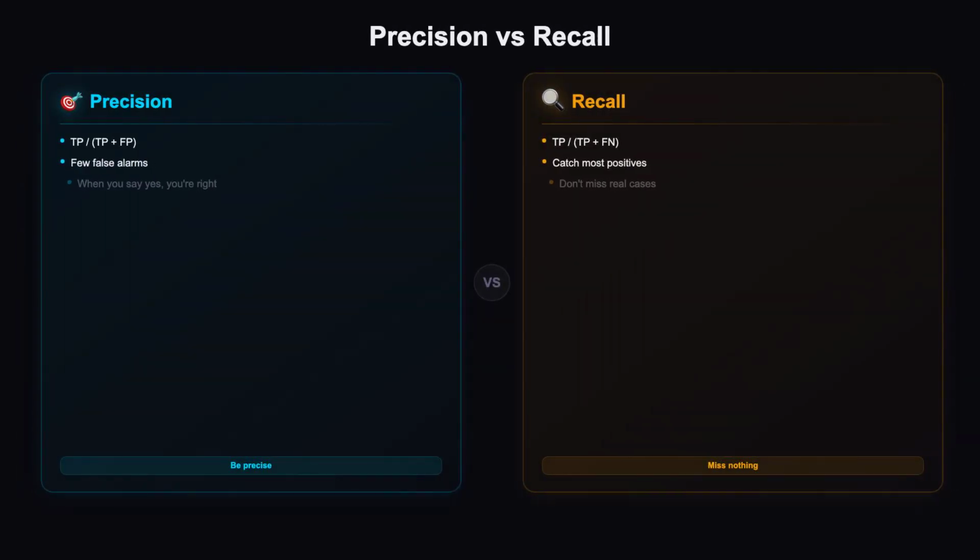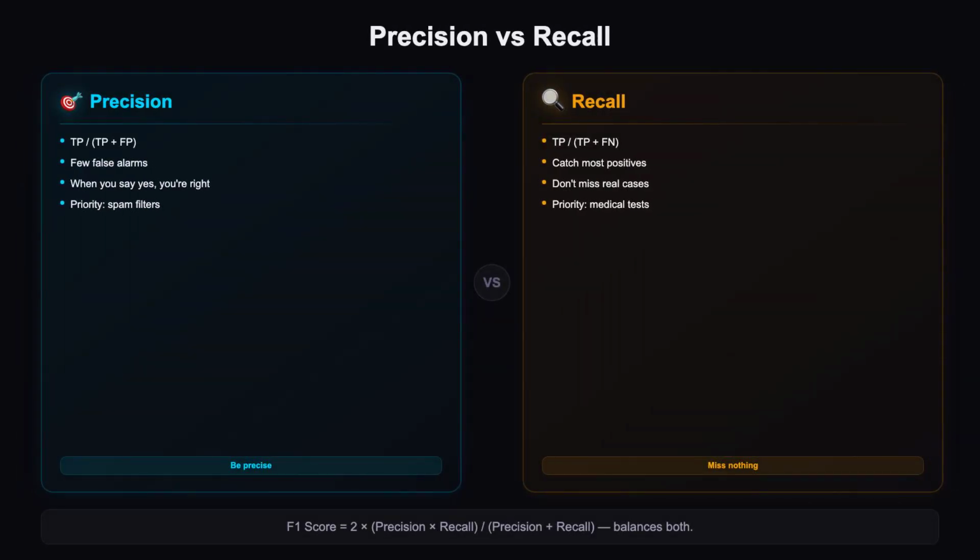Precision and recall are a trade-off. High precision means few false alarms. When you say positive, you're usually right. High recall means you catch most positives, you don't miss many. In spam filtering, you want high precision so real emails aren't deleted. In cancer detection, you want high recall so no cancer goes undetected. The F1 score balances both.